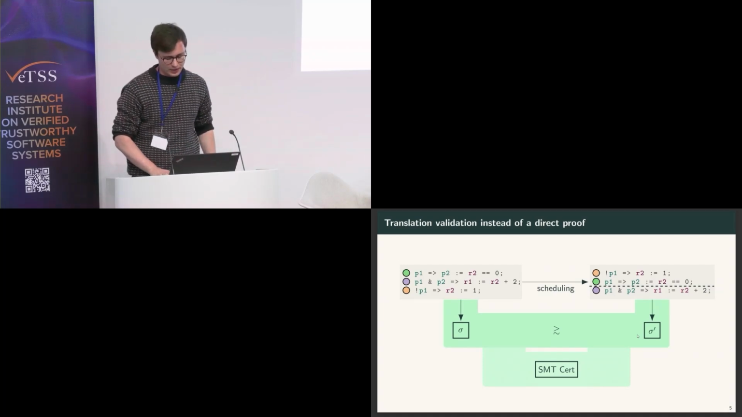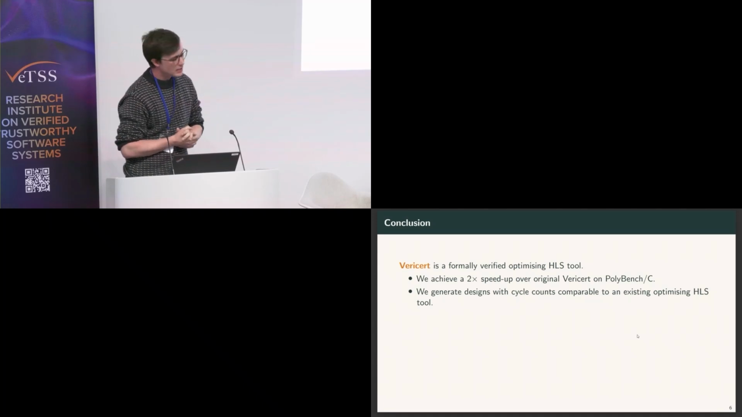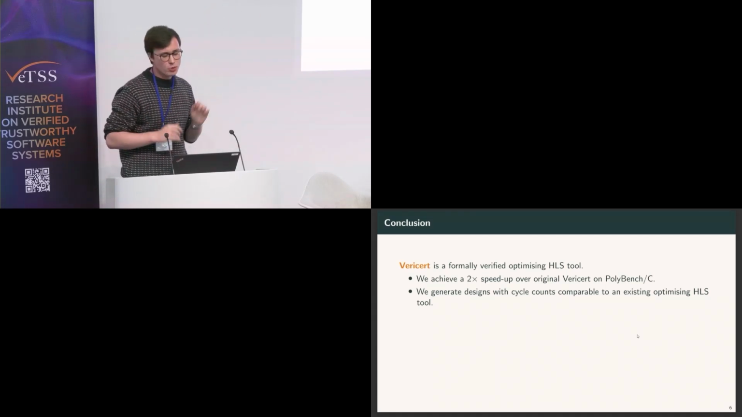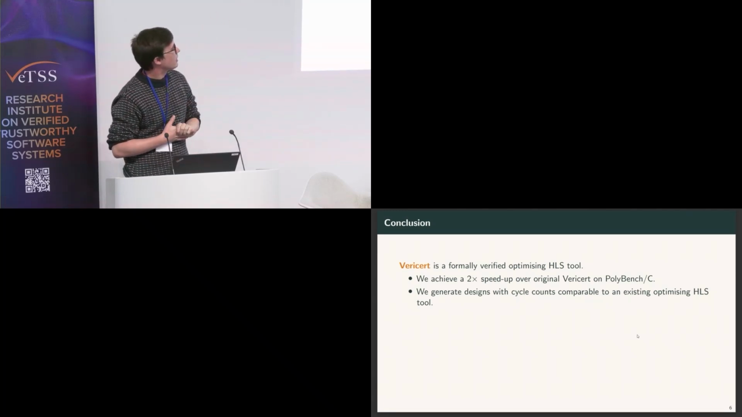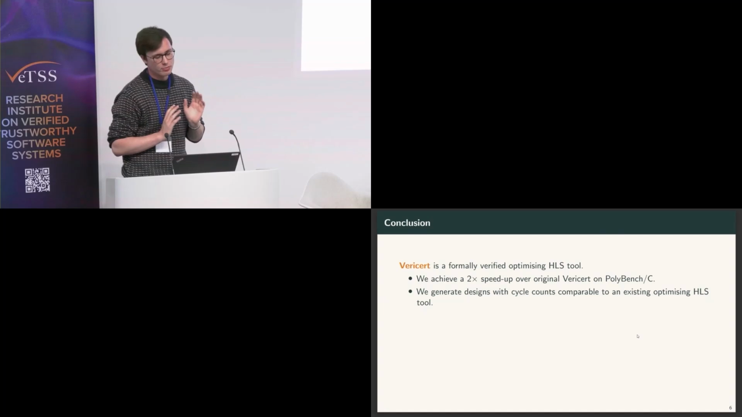And it's all verified. So in conclusion, we built VeriCert, which is a formally verified and now optimizing HLS tool. The scheduled version of VeriCert achieves a 2x speedup on the original one, which is quite nice. We're especially happy because we managed to at least compare against existing optimizing HLS tools. We're still slower if you really add all optimizations, including all LLVM optimizations, to existing optimizing HLS tools. But from the scheduling point of view, we're not doing too badly.